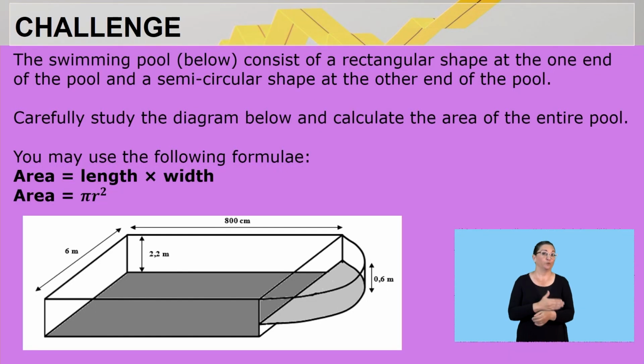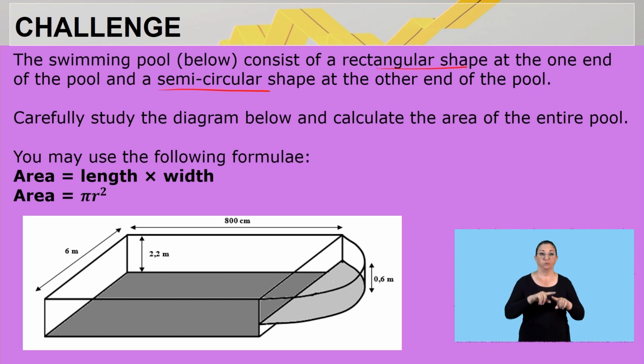Then guys, before I say goodbye, before I end our lesson, I would like to leave you with the following challenge. It says here, the swimming pool below consists of a rectangular shape at the one end and then a semicircular shape at the other end of the pool. So we have a rectangular shape at the one end of the pool and a semicircular shape at the other end of the pool. It further on says, carefully study the diagram below and calculate the area of the entire pool.